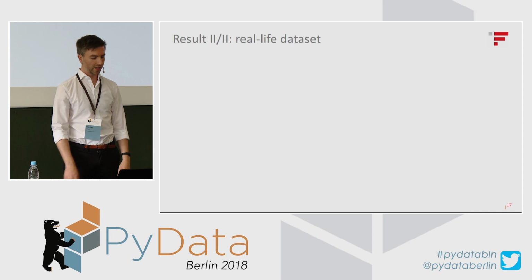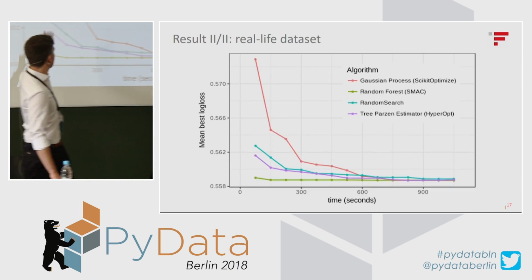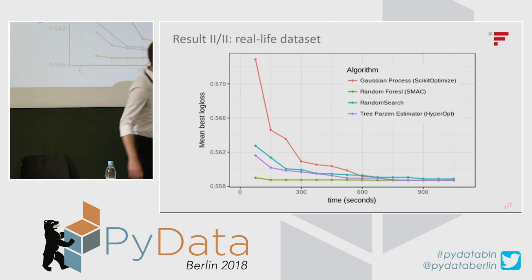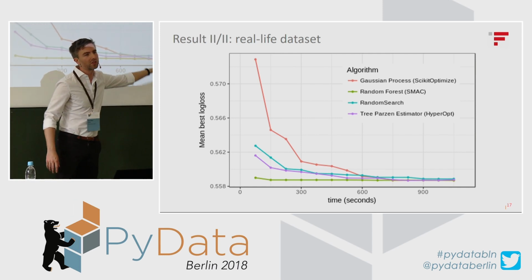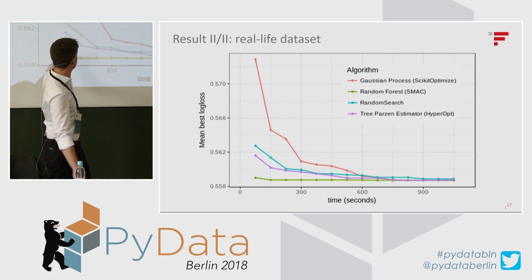So for a real-life data set, giving the same visualization, we see something similar. First, rapid improvement, then some saturation, however, on the same level for all of these algorithms. They do differ in speed. And SMAC shines here.